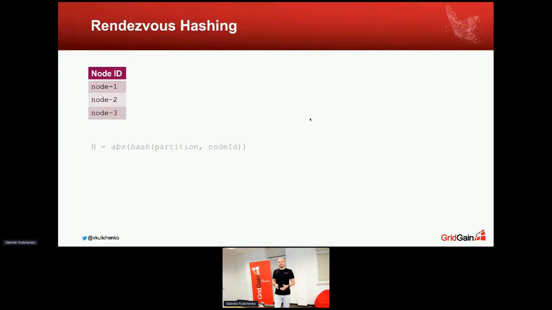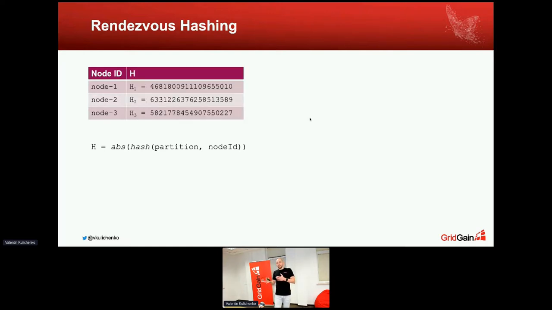And we'll also introduce a hashing function, which is based on a pair of the partition number, partition index, and this node ID. So for every partition, we essentially can calculate as many values of this hash function as many nodes we have. So with three nodes, we'll actually have three different values of this hash function for every partition.